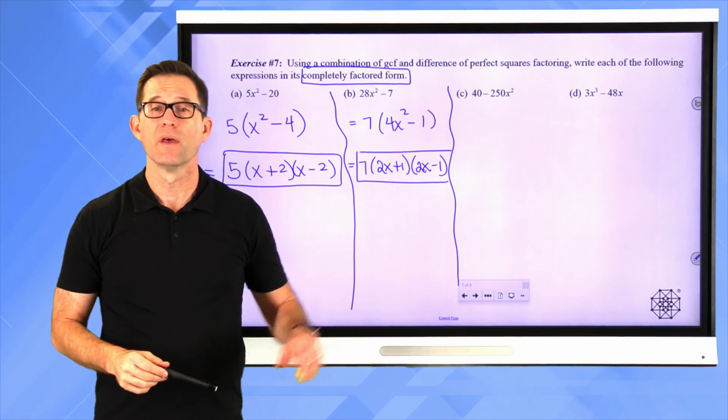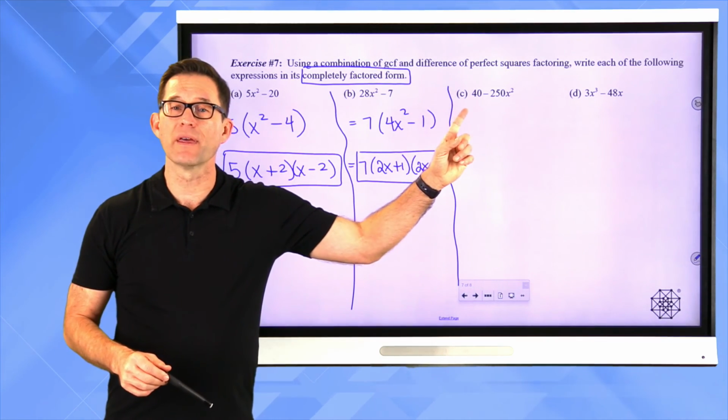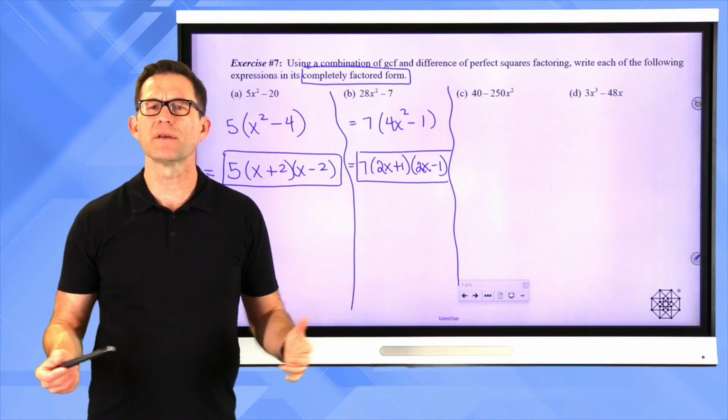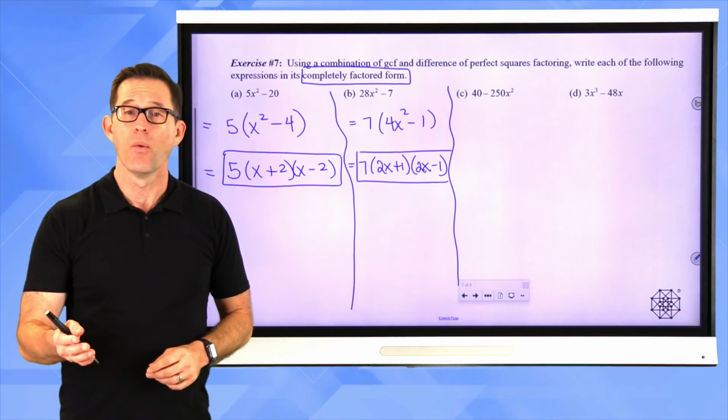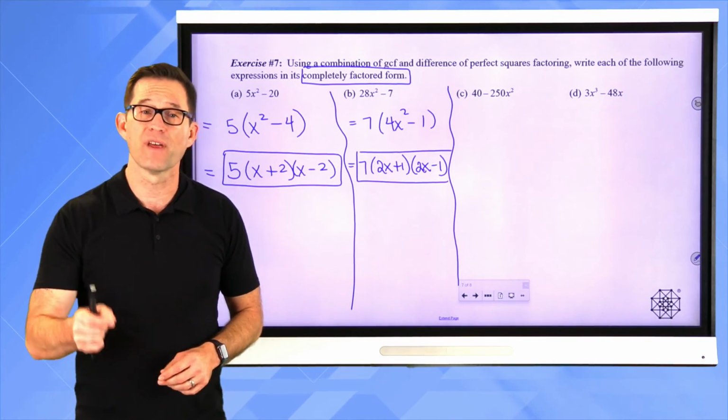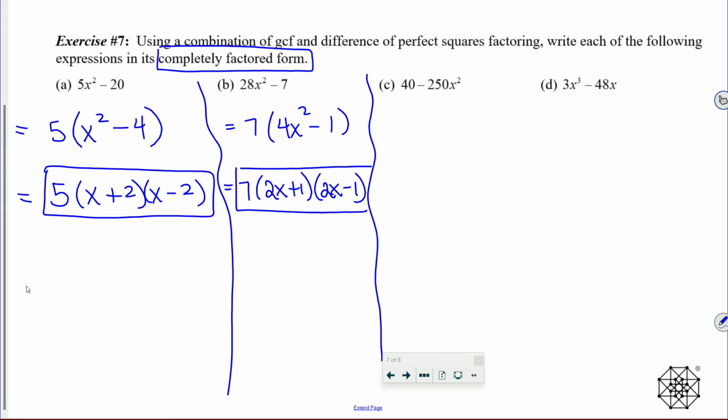All right. Letter C. Now I'm looking at both a 40 and a 250. And I'm thinking, what is the biggest number that divides into both of those? One thing that's obvious actually is the correct choice, and that's the number 10. So I can factor out a 10 from both of these, and I'll be left with 4 minus 25x squared.